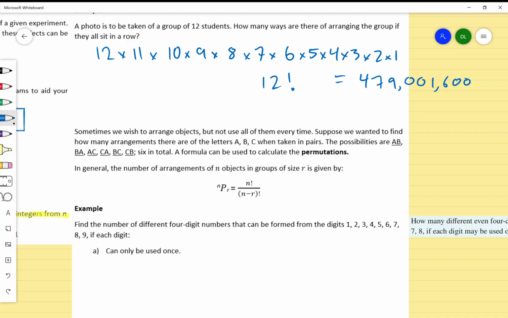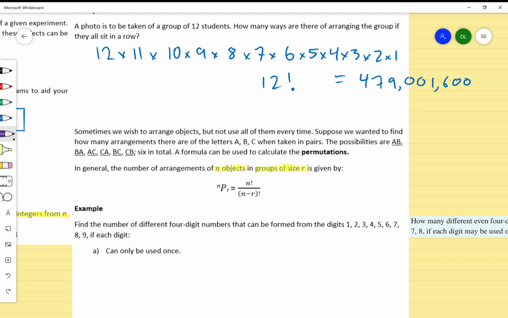Now here's the formula, and it looks really gross, but it's not as bad as it seems. In general, the number of arrangements of n objects in group size r is given by this formula here. While you're writing this down, it's very important to write down that n is the number of objects, and r is the group size. The formula says, and we use this notation to show what we mean, nPr, equals the factorial of the number of objects divided by the factorial of the number of objects take away the group size.